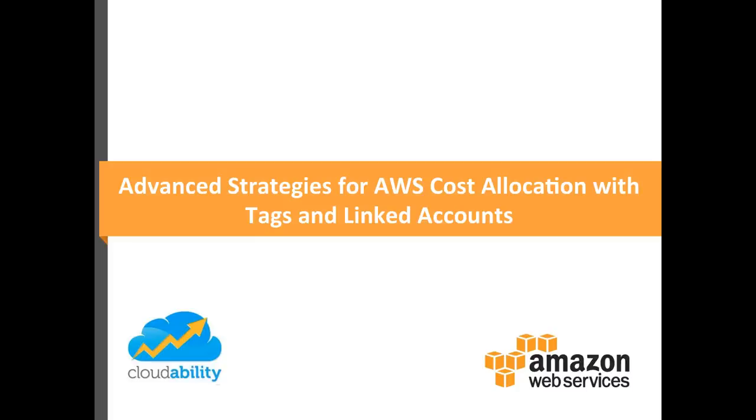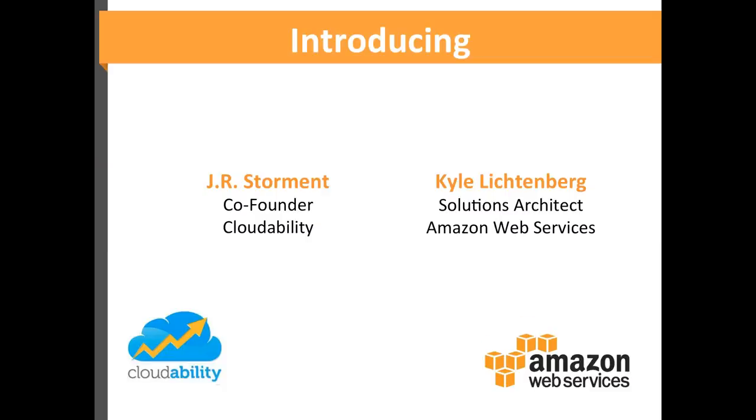Hey everyone, thank you for making the time to come out today and join us for the Amazon Web Services and Cloudability joint webinar on advanced strategies for AWS cost allocation with tags and linked accounts. My name is Kyle Lichtenberg. I'm a solutions architect with Amazon Web Services in the partner program, and I'm here today with J.R. Stormans, the co-founder of Cloudability, and we're going to be talking a little bit about how to manage the cost allocation associated with your Amazon resources.